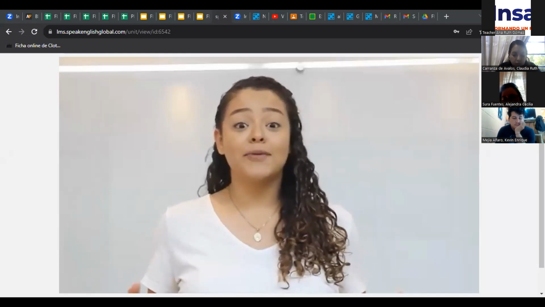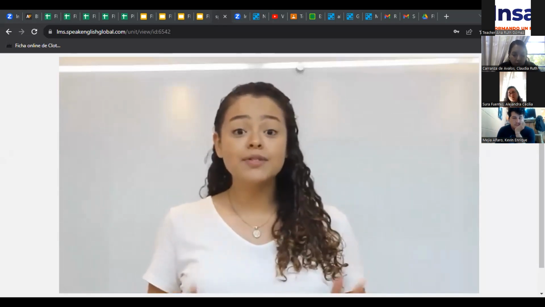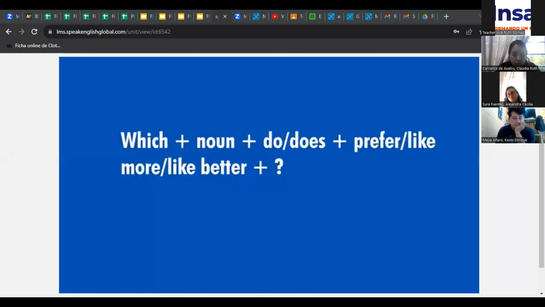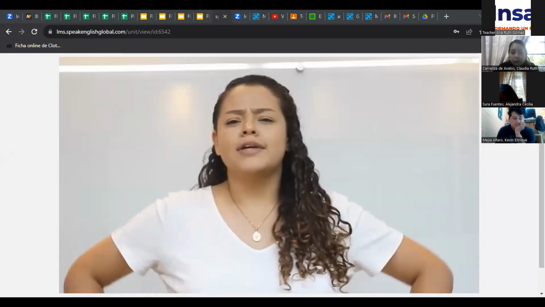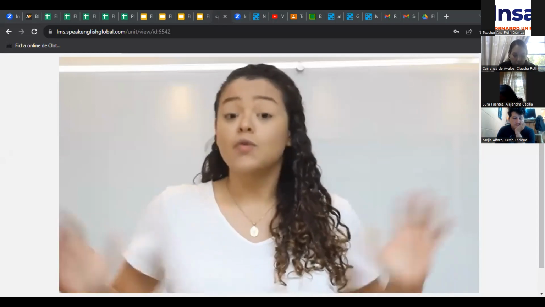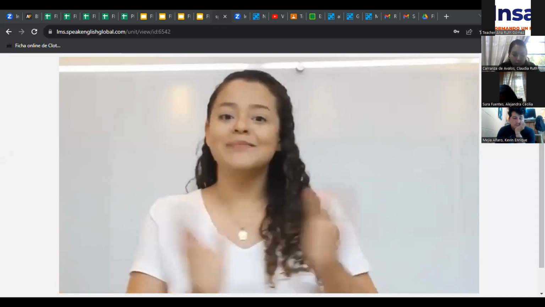To ask for preferences, you can use one of these structures. This is the base of the structure: Which, plus auxiliary do or does, plus prefer, like more, or like better. Which ball does your classmate prefer? Which ball does your classmate like better?